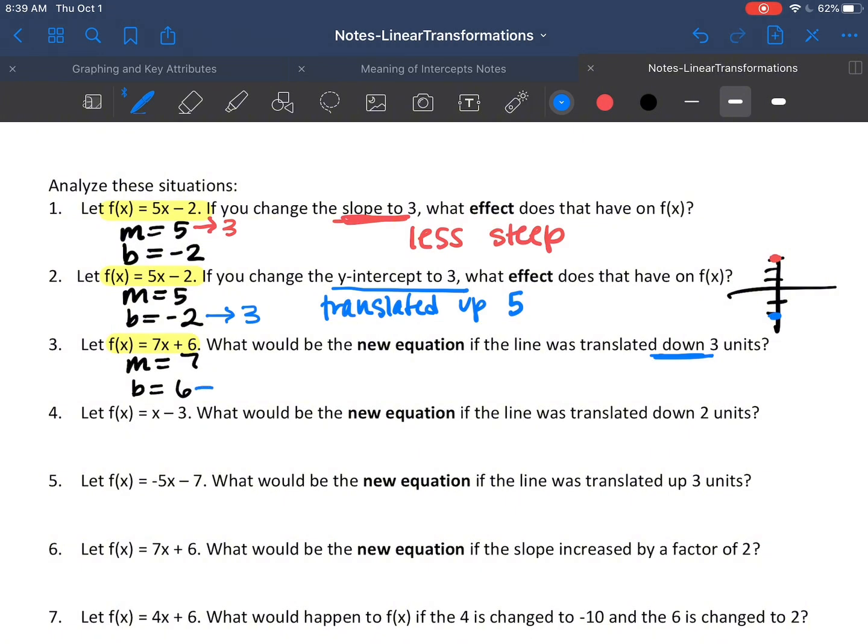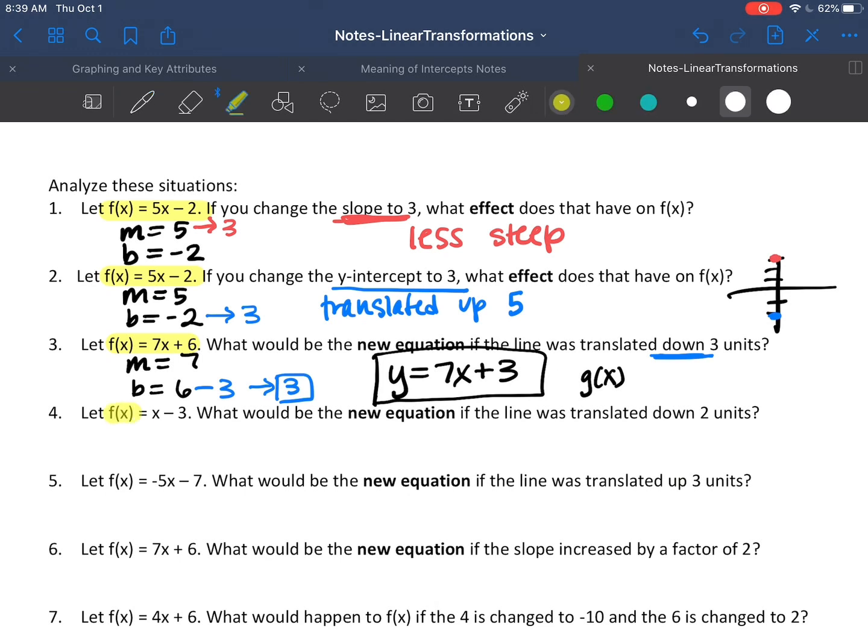And so we need to subtract 3, and it changes our b value to 3. And so to write our new equation, we would still have the 7x. Do not change that slope because we are just shifting it down 3. And so instead of +6, we're now going to have a +3 as our new equation. You can use the variable y right there, or you could say g of x or h of x. You can use any letter to name the function you want.